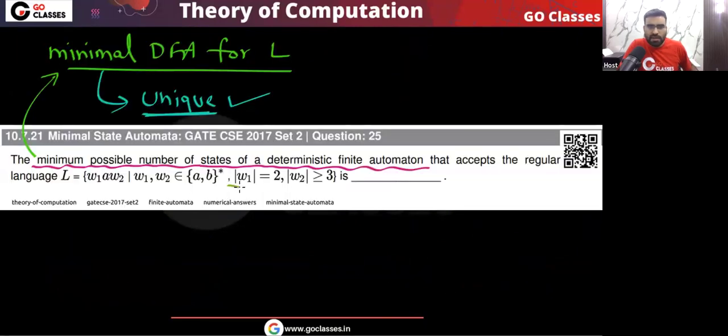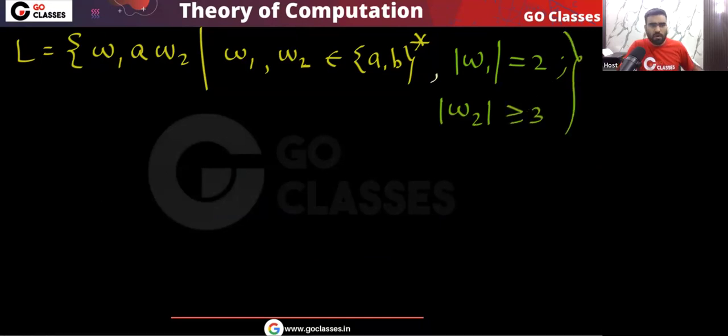Now the question is saying that W1 length is 2 and W2 length is greater than or equal to 3. Okay, these conditions are given to you: W1 length is exactly 2, and W2 length is greater than or equal to 3. Okay, first you understand this language, then you can solve this question easily. Let's understand this language first. Remember, W1 has two symbols, because the length of W1 is 2. W1 is a string of length 2. Do you agree?